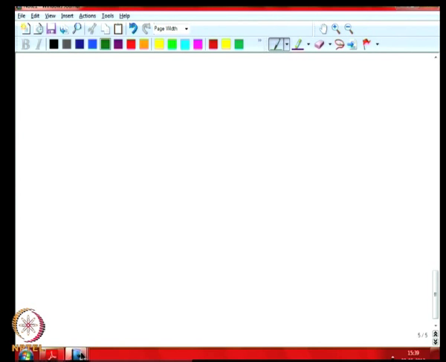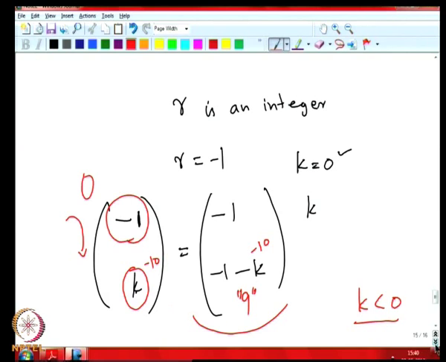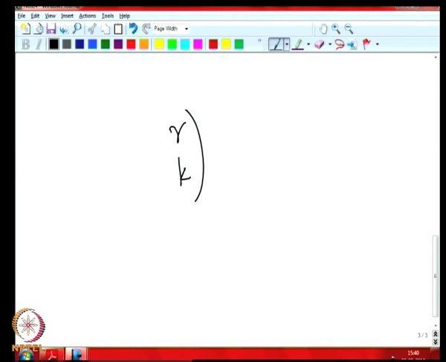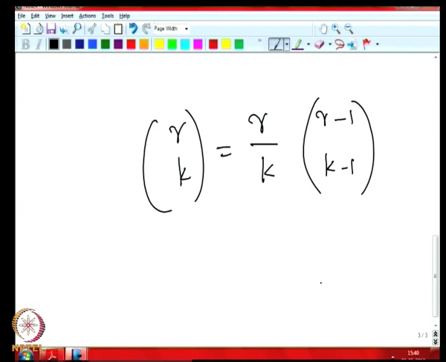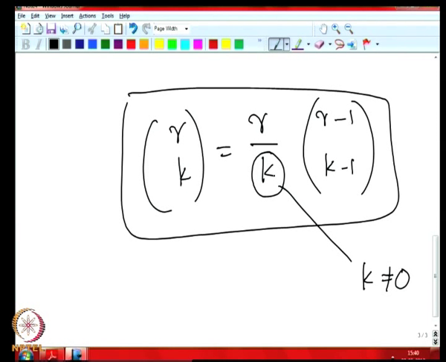We want to show that r choose k equals r by k into r minus 1 choose k minus 1. We will not have any restriction on r. This formula is always correct, whichever is the r. For k also we do not have any restriction, except that we are not allowed to divide by 0. So k not equal to 0 is required. k has to be an integer of course, otherwise the binomial coefficients are not defined. So k not equal to 0, k is an integer, no restriction on r.